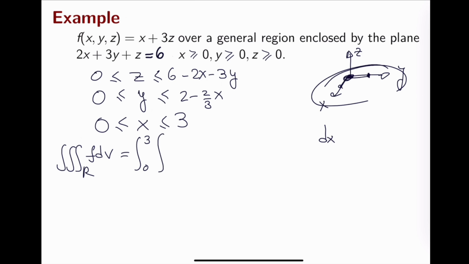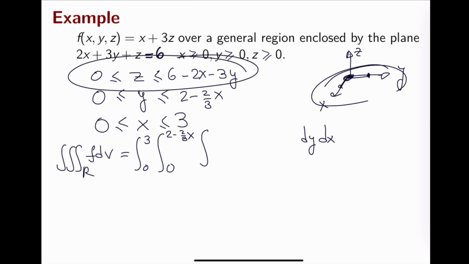And then the integral from 0 to this function that depends only on x, dy. Y is the one that is varying in this range. And the innermost one will be the variation of z, between 0 and this function that depends on x and y, 6 minus 2x minus 3y. And this is going to be the variation of z.